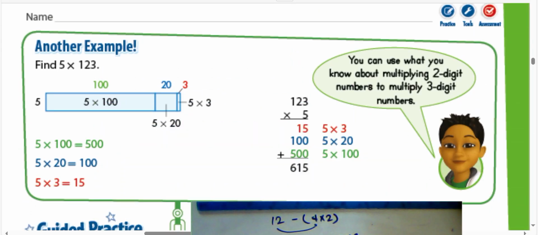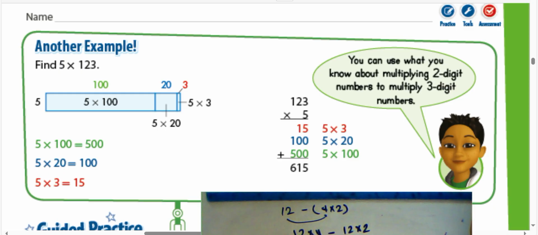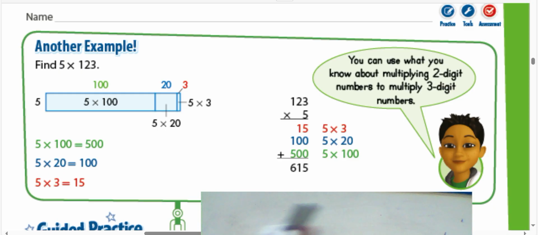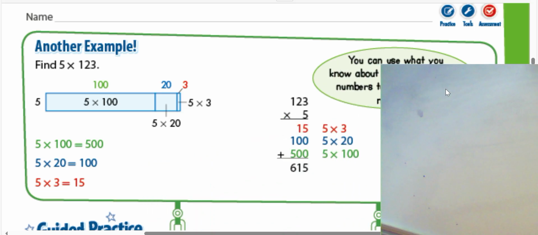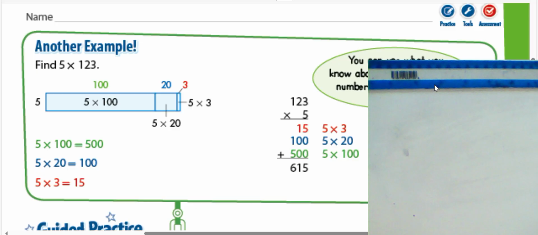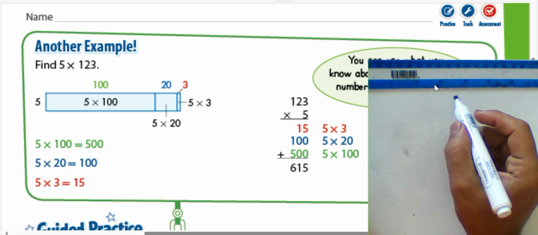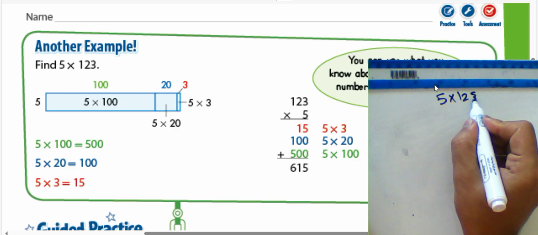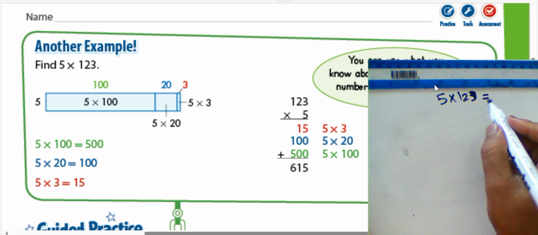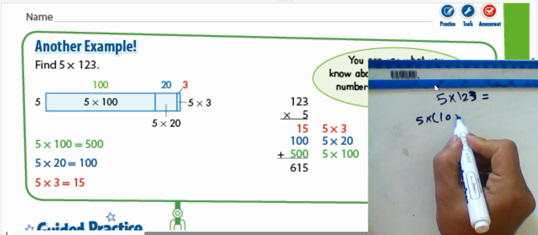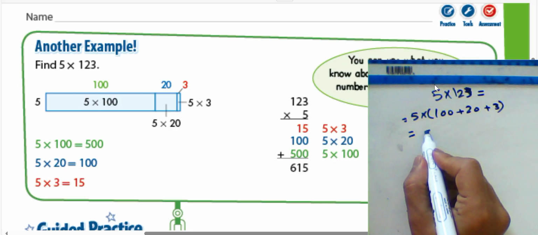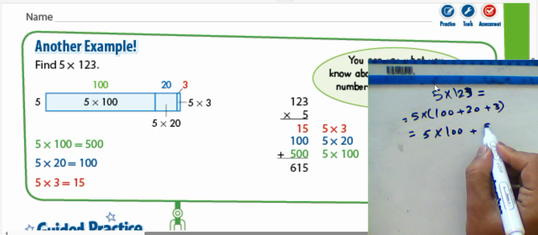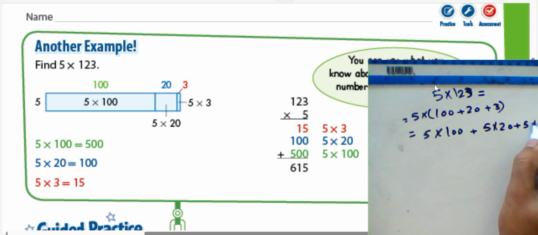We can use bar models also to find the result of 5 times 123. 123 equals 100 plus 20 plus 3, and then using the distributive property like this. Okay, look with me at the steps here. We have 5 product by 123. We can write 5 product by 100 plus 20 plus 3. 5 times 100 plus 5 times 20 plus 5 times 3.